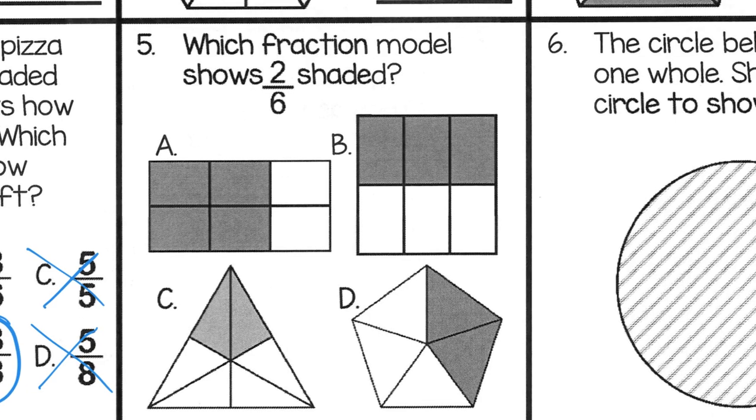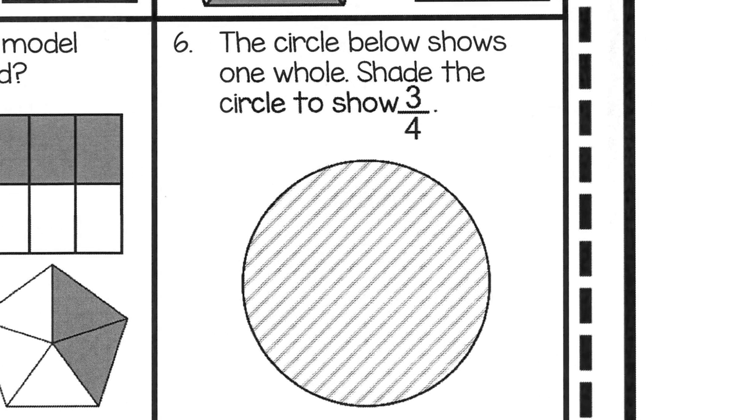Okay. I'm going to let you do this one on your own, but it wants to know which one of these says 2/6. 2 is going to be what's shaded. 6 is going to be the total number of pieces. Okay? Pause this video. When you're ready, press play for number 6.